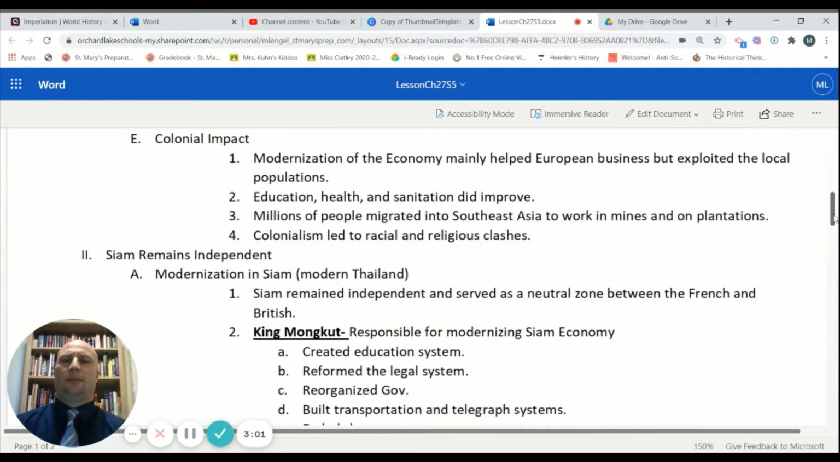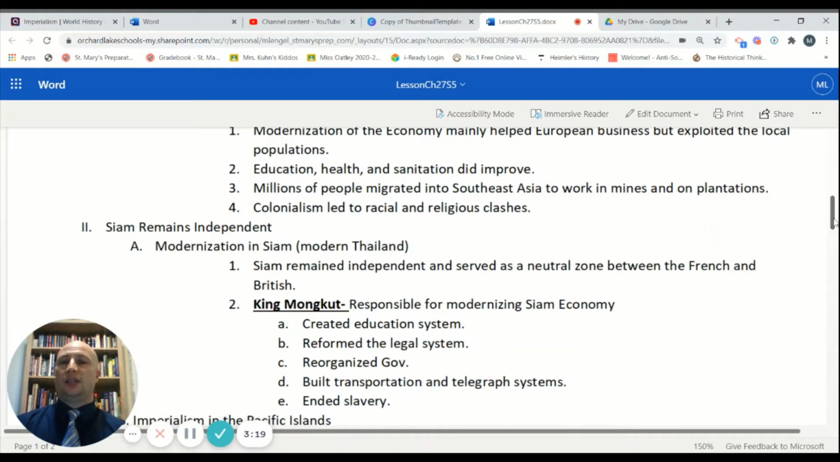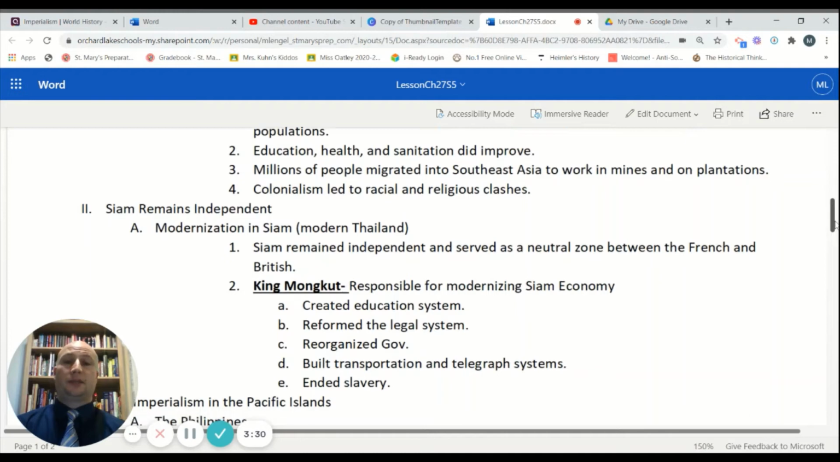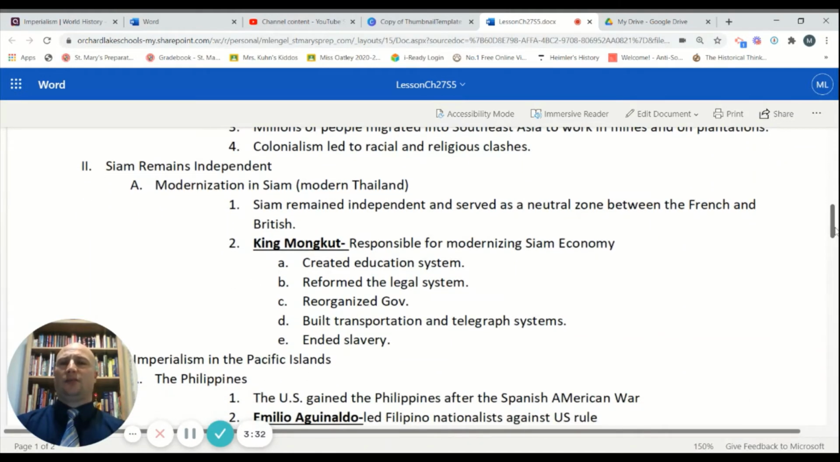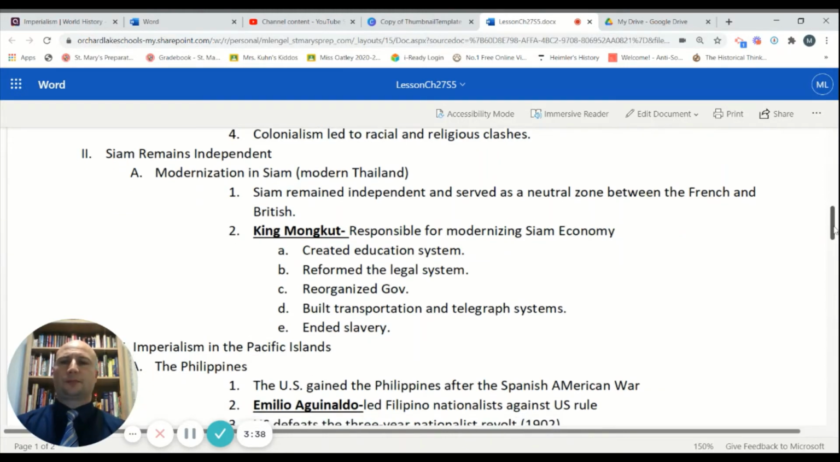Now, the colonial impact by European entities in this region would include the modernization of these economies. Although this modernization mainly helped European businesses, at the same time it exploited the local populations for doing the work at very low wages. Education, health, and sanitation did improve. Millions of people actually migrated into Southeast Asia to work in mines and on plantations that were built by the Europeans. But colonialism really led to a lot of racial and religious tension in especially this area of the world.